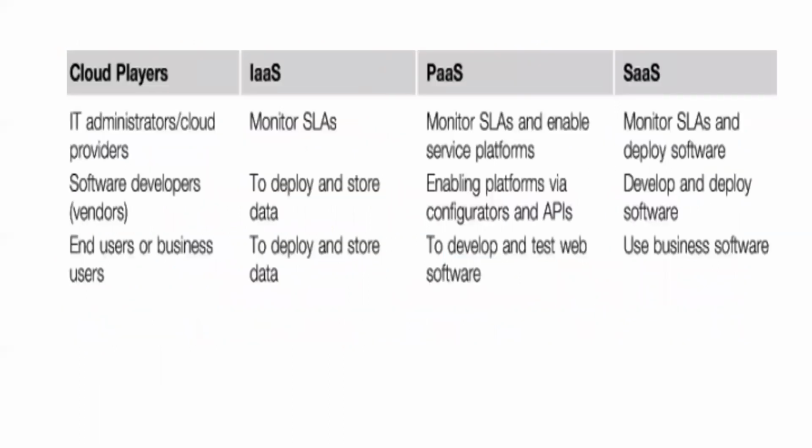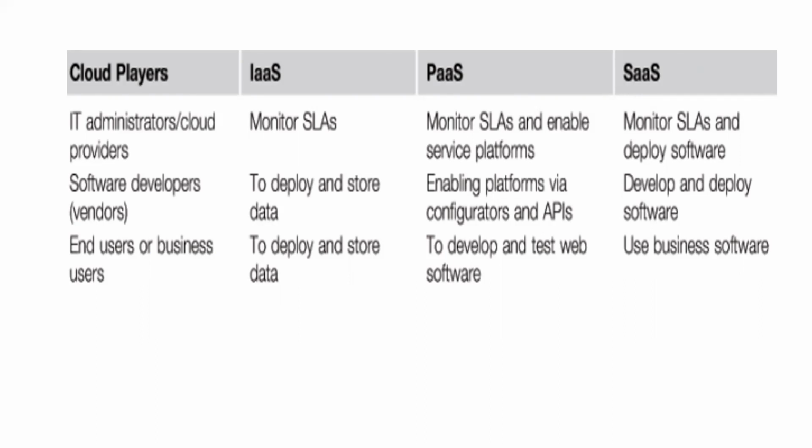So we will see the table which relates the cloud players and the service layers. The cloud players, IT administrators or cloud providers: what is their role in infrastructure as a service? They will monitor the SLA, that is service level agreement, in infrastructure as a service. In PaaS, the IT administrators or cloud providers monitor the service level agreement and enable service platforms. And in SaaS, they will monitor the service level agreement and deploy software.